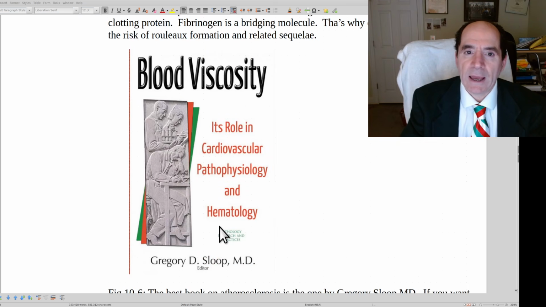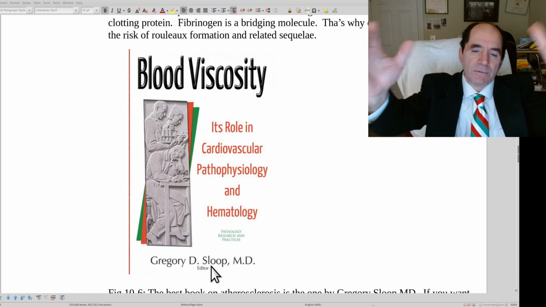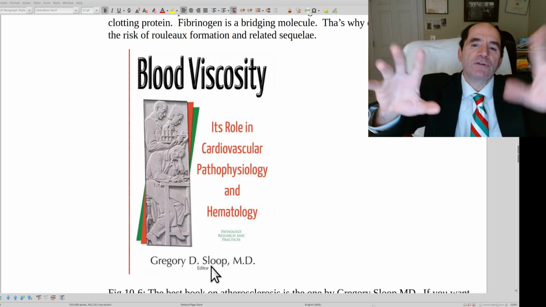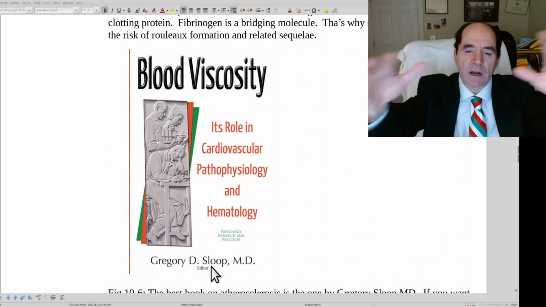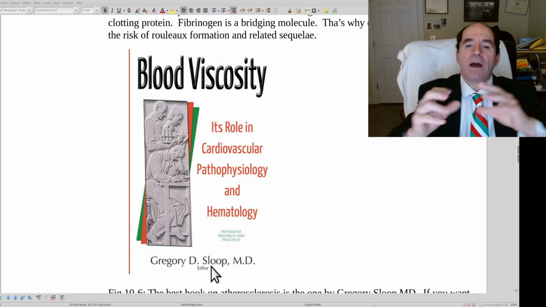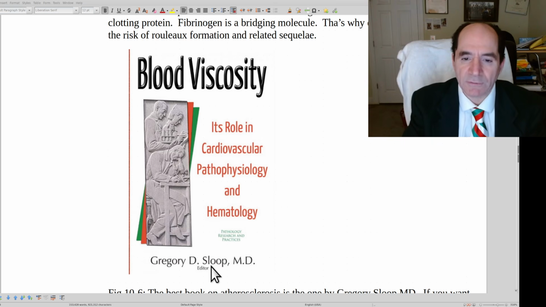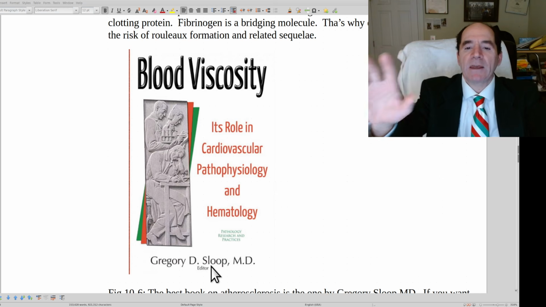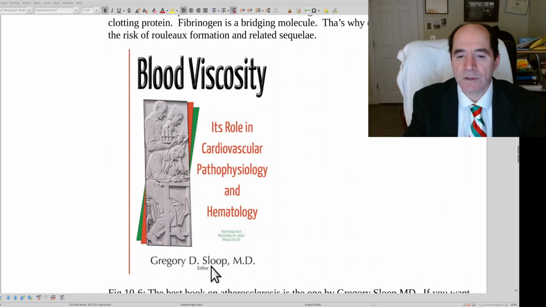Okay, so here's a guy who's a big pioneer in atherosclerosis research. His name is Gregory Sloop. I did a fellowship in vascular interventional radiology, with an emphasis on vascular disease, at Harvard back in the 1990s, when I was a young guy. I've been interested in atherosclerosis ever since, and I've studied it quite a bit. I read almost everything I can get my hands on, all the books and tons of papers on it.